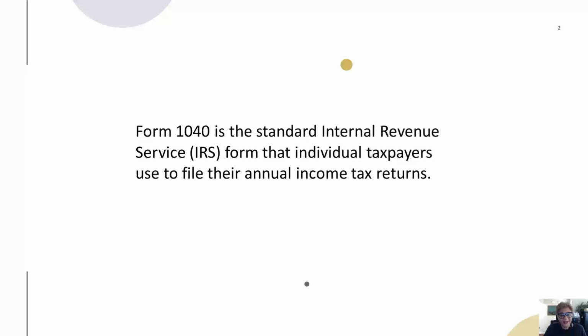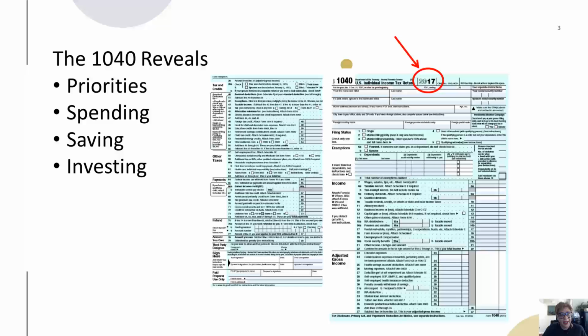In most cases, advisors will ask new clients to give them their past 3 to 5 years of tax returns. And in many cases, it's not really viewed as an analytical tool. It's just to check some information, such as investments and things like that. But it is really much more than that. In fact, it reveals your priorities, your spending, your saving, and your investing habits.